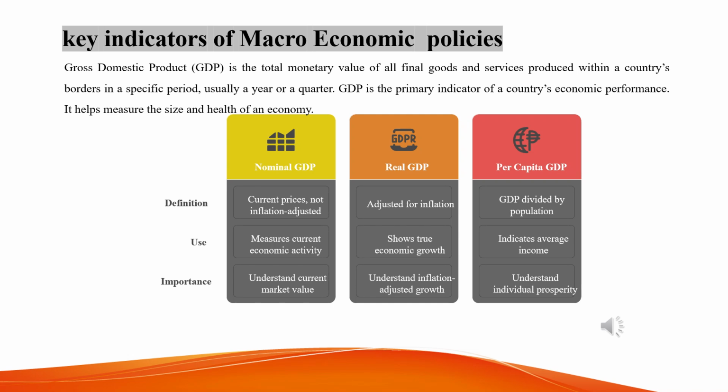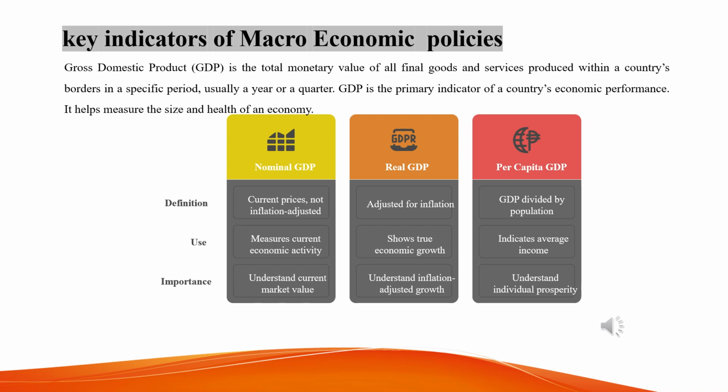GDP has different types. Those are nominal GDP, real GDP, and per capita GDP. First one, nominal GDP. It measures the value of goods and services at current market prices without adjustments for inflation. It reflects the overall economic output in a given year. It is used to measure current economic activity.